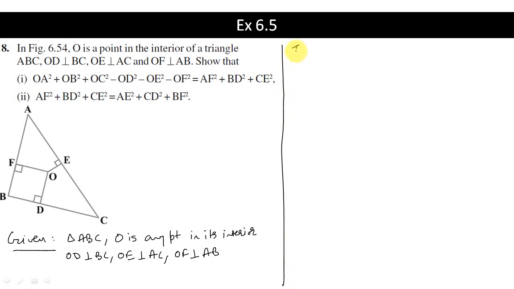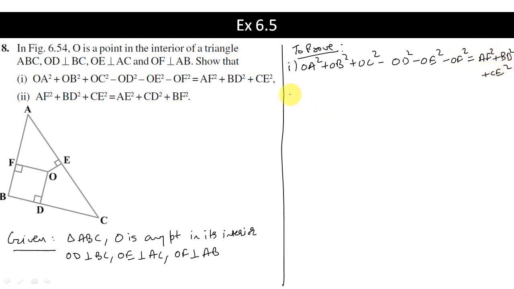And we need to prove that, first part, OA square plus OB square plus OC square minus OD square minus OE square minus OF square is equal to AF square plus BD square plus CE square. And the second part is AF square plus BD square plus CE square is equal to AE square plus CD square plus BF square. This we have to prove.